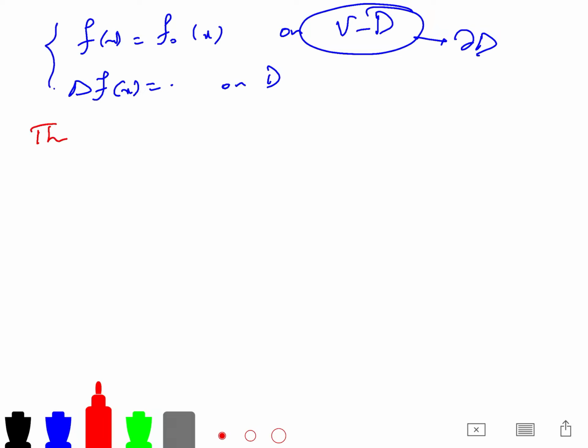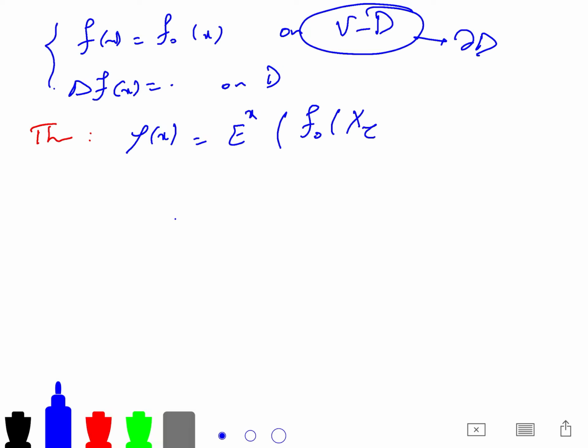So the theorem says that, let phi(x) be the expectation, if we start from x, of f0 of X at tau_D, remember this is the exit time from D, times the indicator that it is less than infinity. Then phi is a solution to this equation.